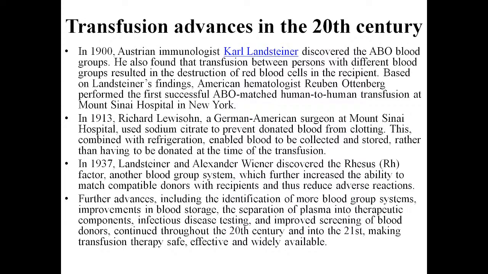Further advances, including the identification of more blood group systems, improvement in blood storage, the separation of the plasma into therapeutic components, infectious disease testing, and improved screening of blood donors, continued throughout the 20th century and into the 21st century, making transfusion therapy safe, effective, and widely available.